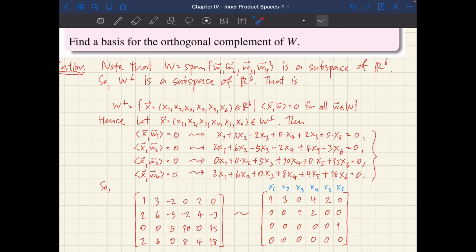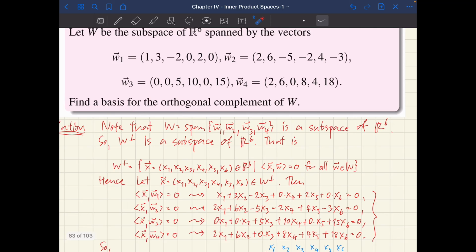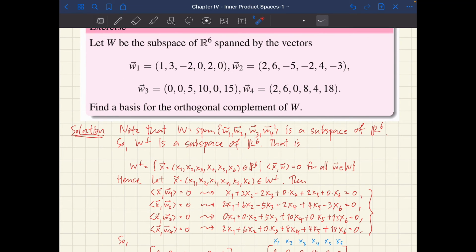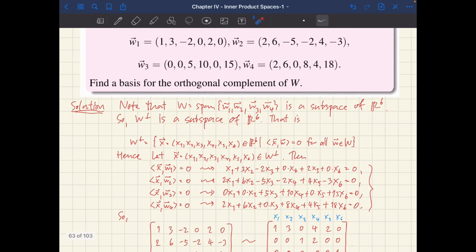We use the inner product of x and w1 equal to 0. If the problem does not give you the inner product, you can use the standard inner product for that vector space. For R6, the standard inner product is the Euclidean inner product. So the inner product of x with w1 gives x1 + 3x2 - 2x3 + 0x4 + 2x5 + 0x6 = 0.